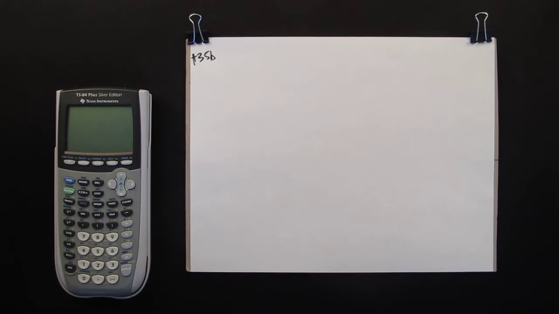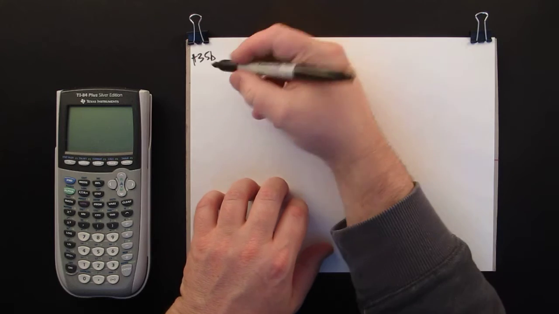Number 35B, what difference does 0.5% make on a loan? This time the example is a mortgage, and so it has a larger principal that's borrowed, and it also has a longer time frame, because typically a mortgage is longer than a car loan.